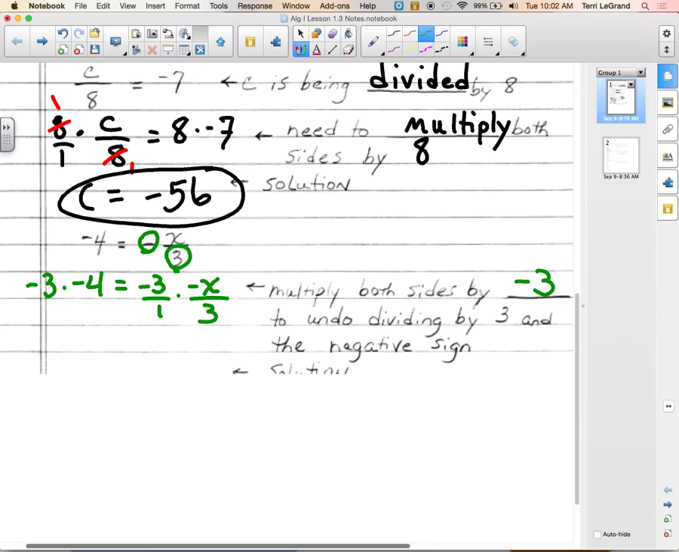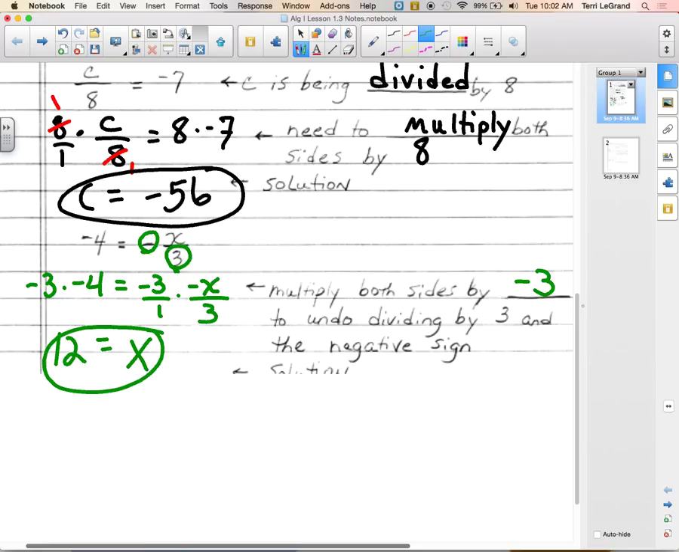Okay, what's a negative times a negative? Positive, so that's 3 times 4 is? 12. And over here, this negative times that negative will become positive, and the 3's will cancel out, so what will it be? Just x. There's our solution.